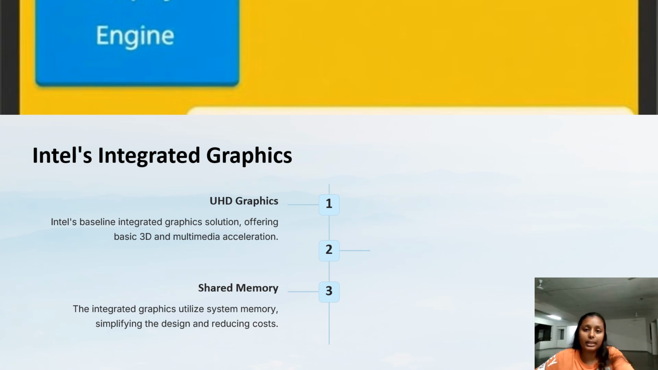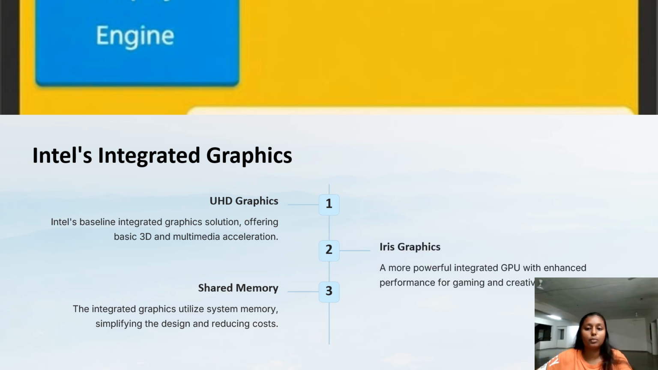It is found in many Intel i5 processors, particularly older generations. It is designed for everyday tasks such as video playback, web browsing, and light gaming. The next one is Iris Graphics. It is a more powerful integrated GPU with enhanced performance for gaming and creating more high resolution content.